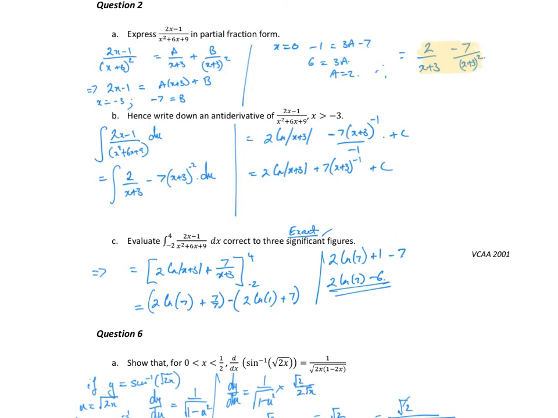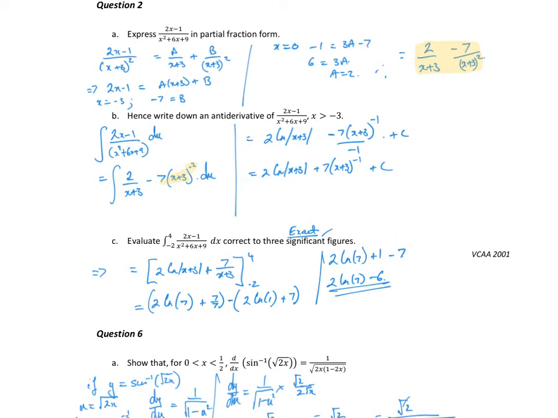So perhaps we should probably have a box around that answer to say here it is. Hence write down an antiderivative of. So we've got our integral in the ax plus b to the n form.